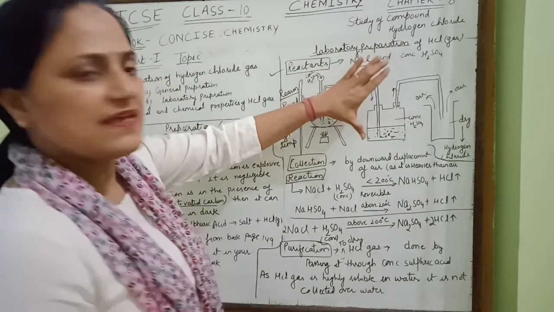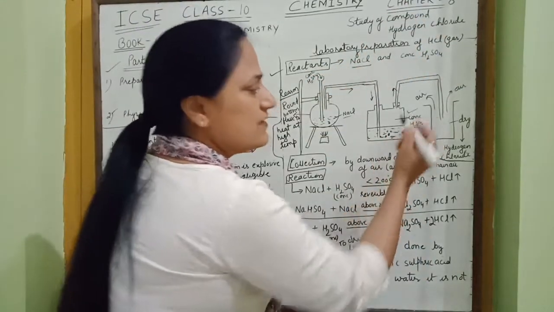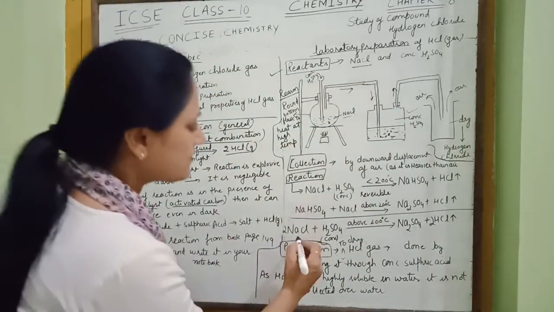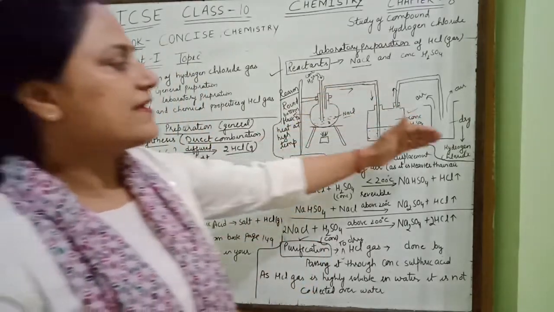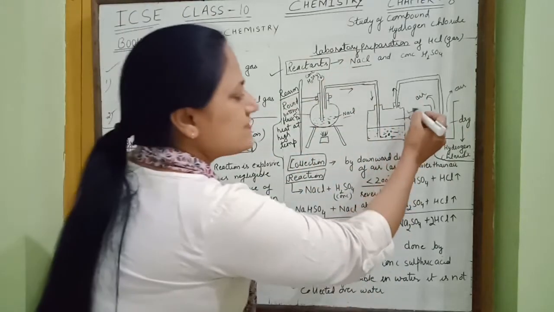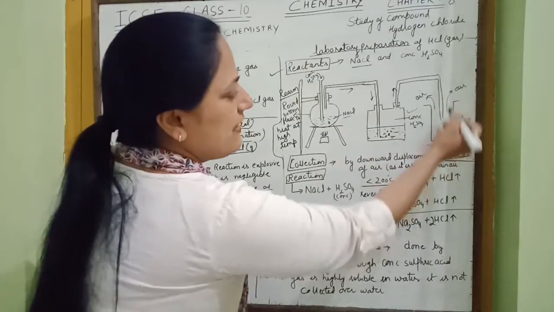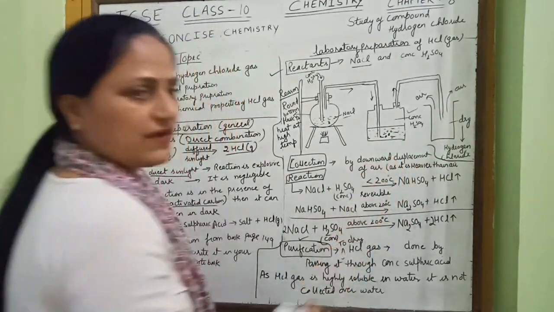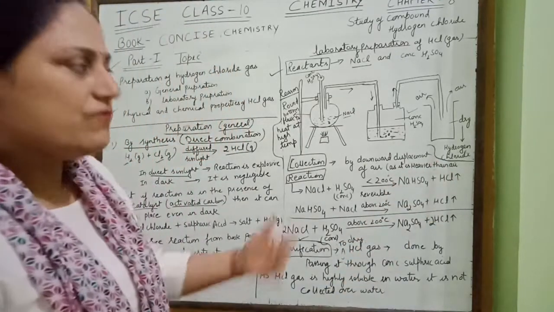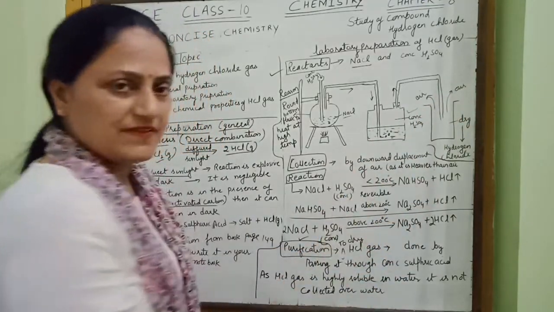And before the gas is collected further, it is passed through concentrated sulfuric acid. Why is it passed through concentrated sulfuric acid? Just for purification. We need the gas to be dry gas, so to dry it, we have passed it through the concentrated sulfuric acid. Now the collection of the gas is done by downward displacement of air. Why downward displacement of air? As it is heavier than air. Which gas? Hydrogen chloride gas is heavier than air.